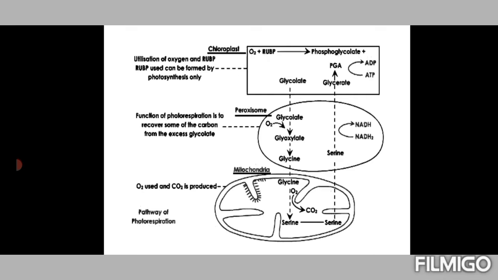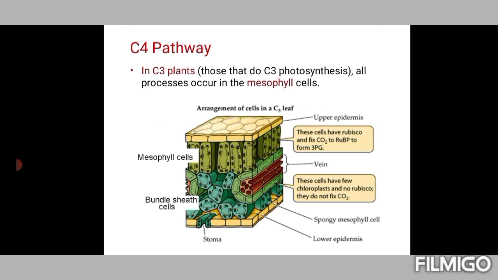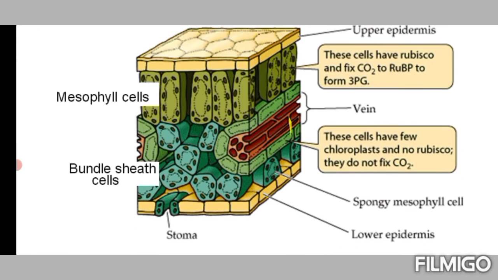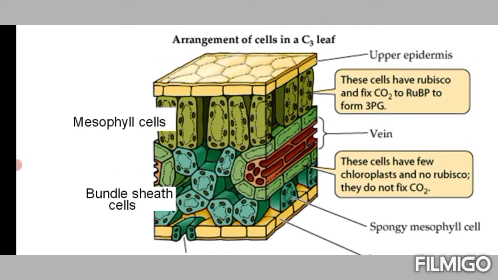The strategy adopted by certain plants is that they accumulate or concentrate carbon dioxide through some pathways, and one of them is the C4 pathway, the other one is the CAM pathway. Now, first of all, the C4 pathway, or the Hatch and Slack pathway. Before we go on to see the C4 pathway in detail, we have to be aware of what C3 plant or leaf anatomy is. These are mesophyll cells here, then bundle sheath cells here. This is the arrangement we can see in a C3 leaf.